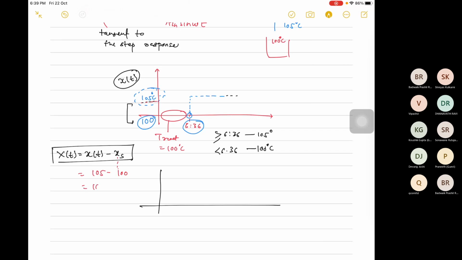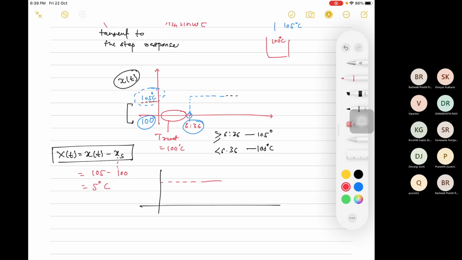So what is the difference? It is 5 degrees Celsius, right? 5 degrees Celsius, okay? So this is what you can see here as 5 degrees Celsius. So I have saved this value x of s, that is 100. I had one of the data, and I stored that as TS, that means steady state value. So I saved this value and I'm going to see the dynamics from 636.